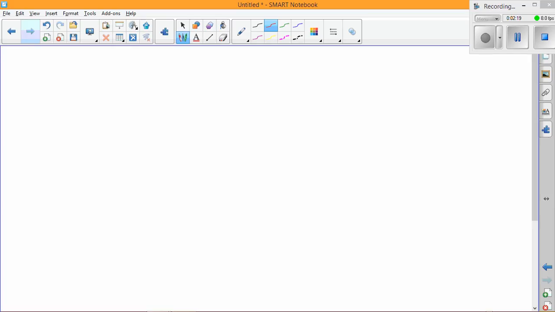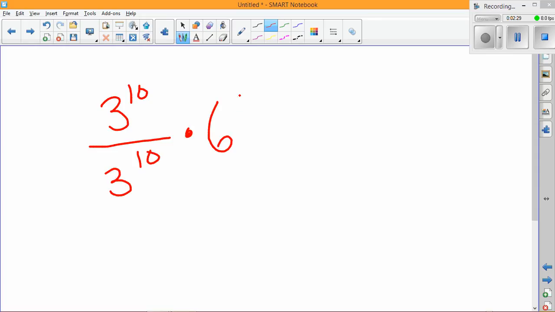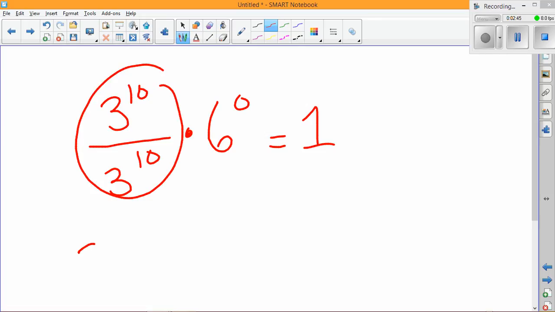I'll write one similar to what the homework says. I have 3 to the 10th over 3 to the 10th, and I multiply it by 6 to the zero power. Let's figure out what that is. Now, using some of the laws we've already learned, 3 to the 10th divided by 3 to the 10th is simply 1. Because I can rewrite this part as 3 to the 10 minus 10, or 3 to the 0 power, and that equals 1.